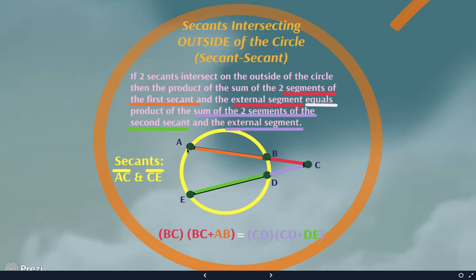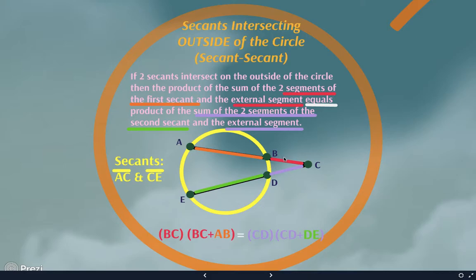Okay, so basically, you guys, if you start with the secant, you're going to start with the piece of the secant located outside the circle. So the segment that's outside of the circle on my first secant is BC. You're going to multiply that by the length of the entire secant segment, which the two segments within secant AC are AB and BC. So you're going to add those two together.